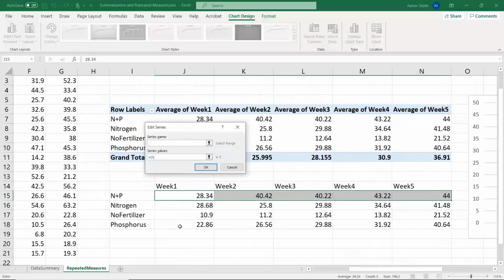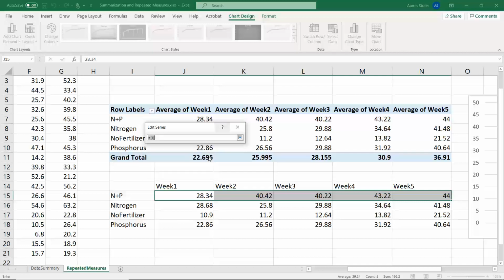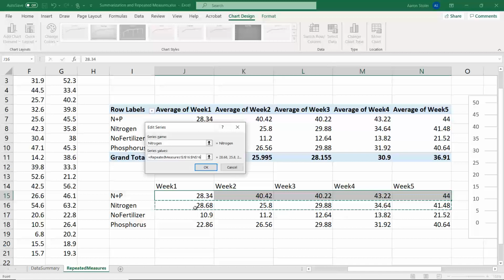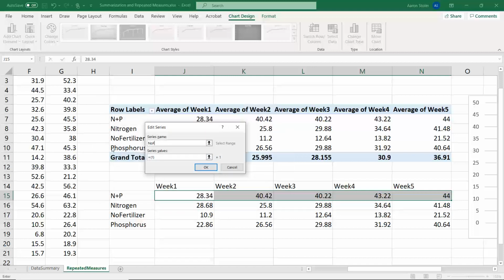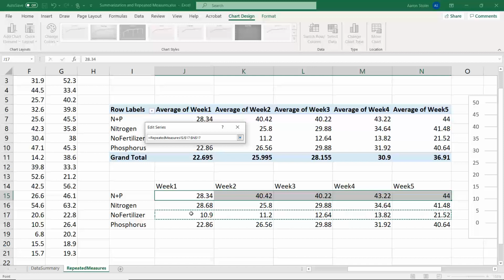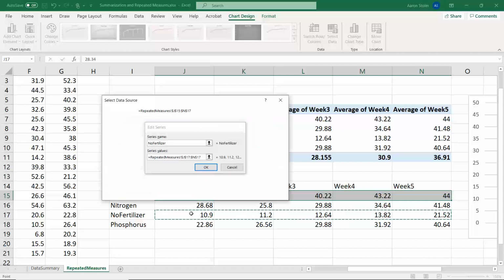Our second series name is nitrogen. You could also just write N. Our series values are these values right here, which is J16 to N16. Let's add another series of no fertilizer. And our series values are going to be these values here for no fertilizer.